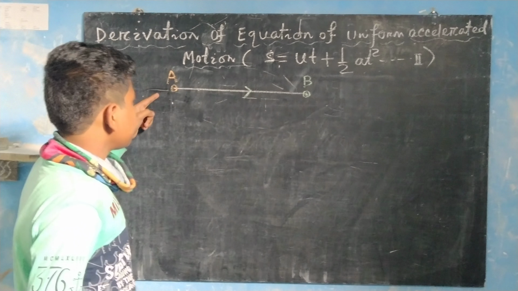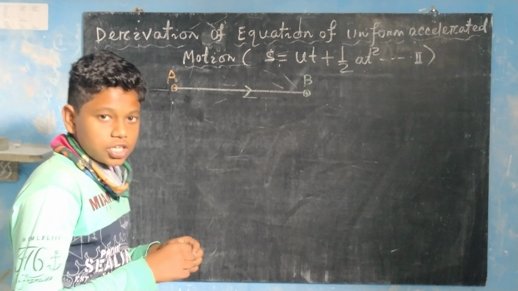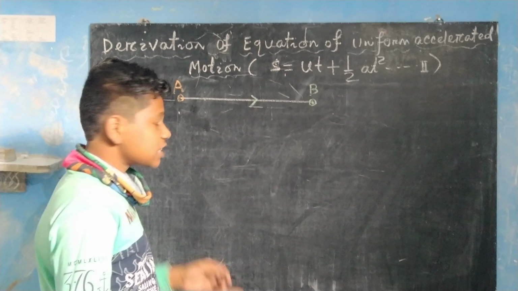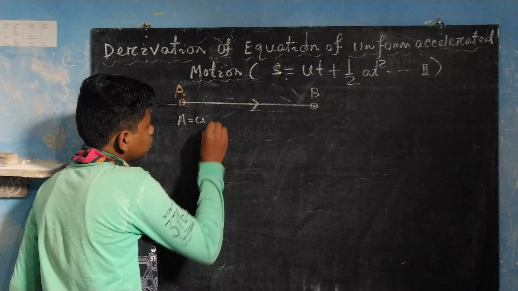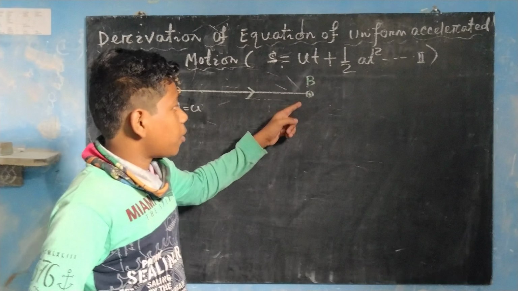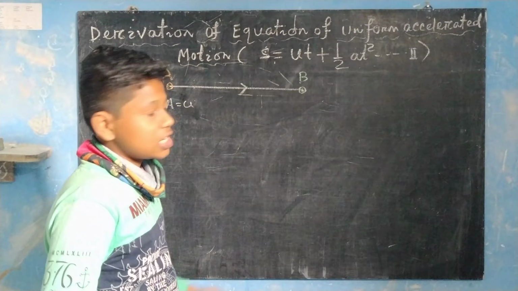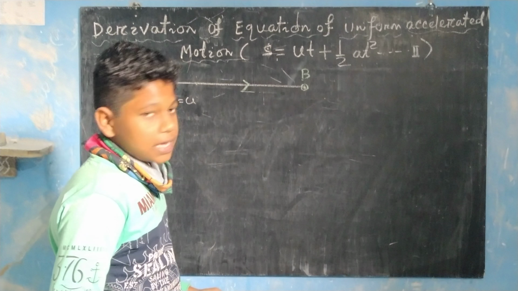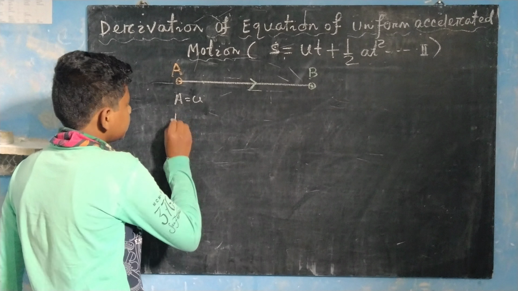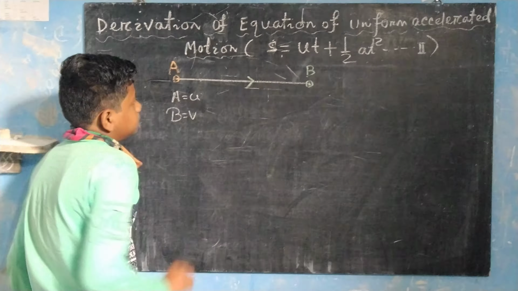At point A, the velocity is known as the initial velocity, and the initial velocity is denoted by small u. So u equals small u. At point B, the velocity is known as the final velocity, and the final velocity is denoted by small v. So v equals small v.